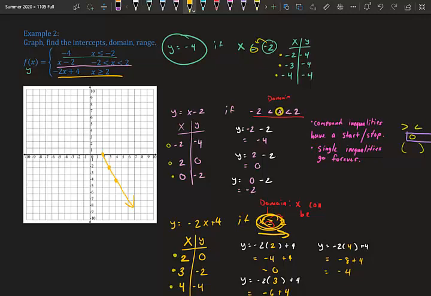Now I'm going to plot my purple one. My purple one is a compound inequality. Since it's compound, it has a start and a stop. So I'm going to plot my points at -2, -4, it's open circle. At 2, 0, it's open circle. And at 0, -2, it's closed circle. I'm going to connect the dots, and it doesn't go on forever because it is a compound inequality. So no arrows, it just starts and stops.